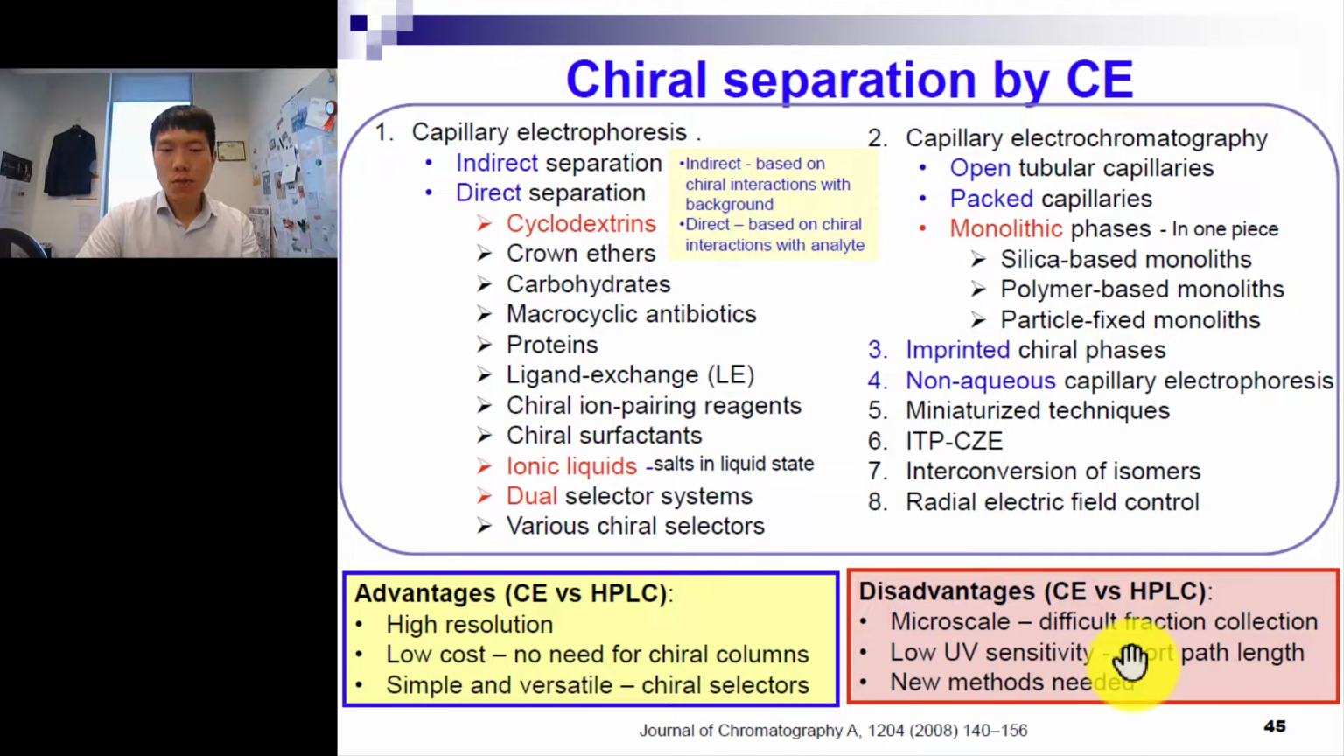Next, because of the low UV sensitivity in CE, we have a short path length versus a column that is much longer. And of course, we need to acquire new methods. You see that there are manufacturers, a few companies, who make these columns for HPLC. That's because it's very stable and it's a business that they can sustain. So therefore there's still room for improvement for CE.